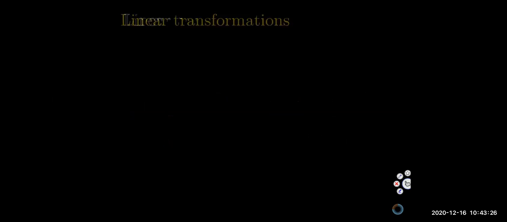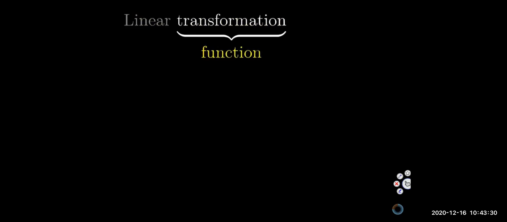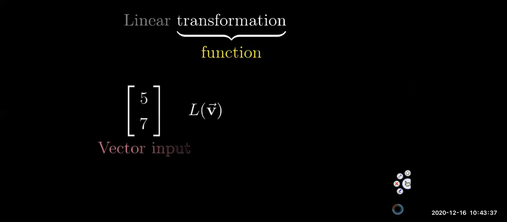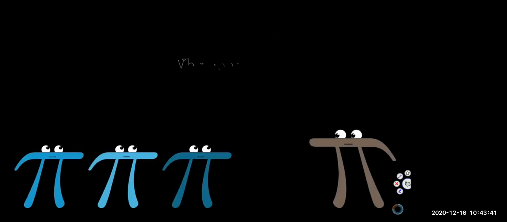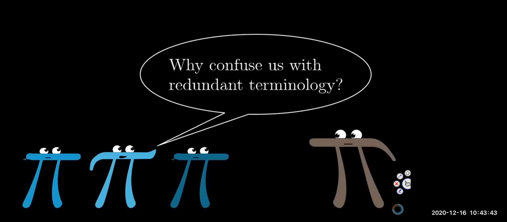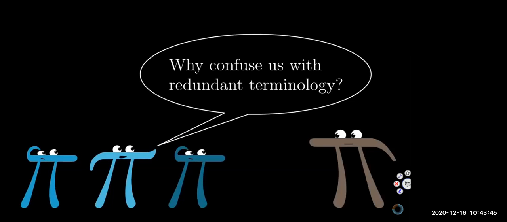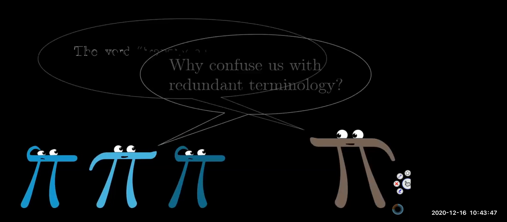To start, let's just parse the term linear transformation. Transformation is essentially a fancy word for function. It's something that takes an input and spits out an output for each one. Specifically, in the context of linear algebra, we like to think about transformations as taking some vector and spitting out another vector. So why use the word transformation instead of function if they mean the same thing? Well, it's to be suggestive of a certain way to visualize this input-output relation.